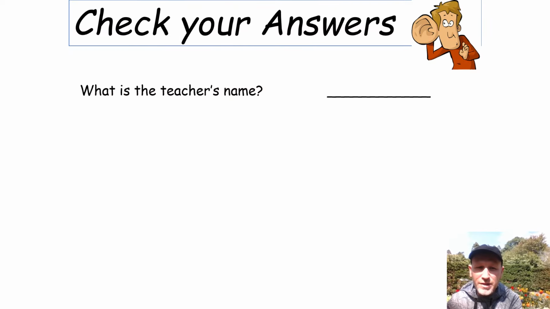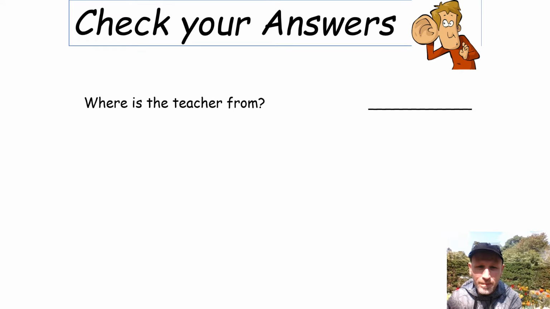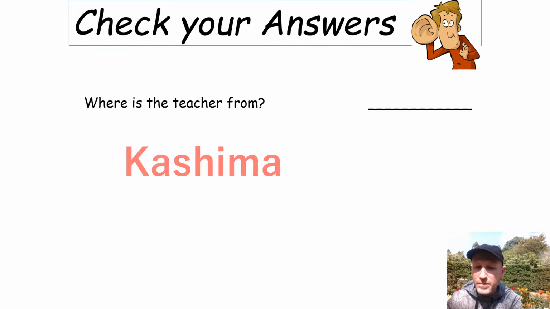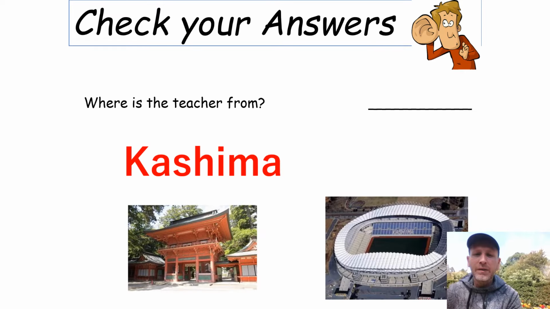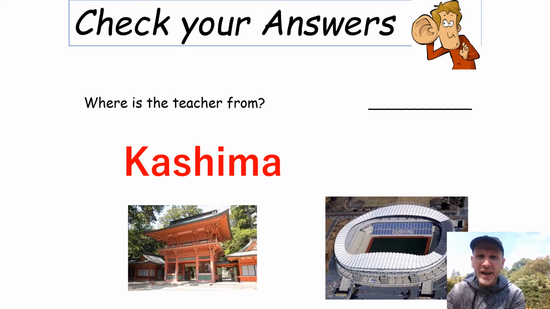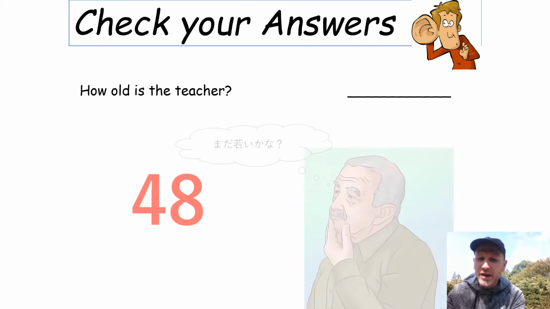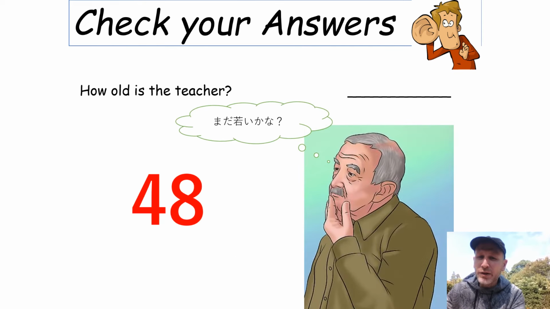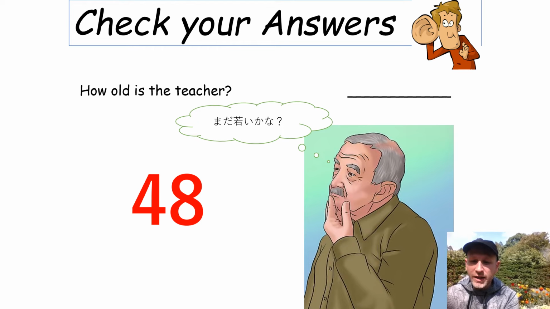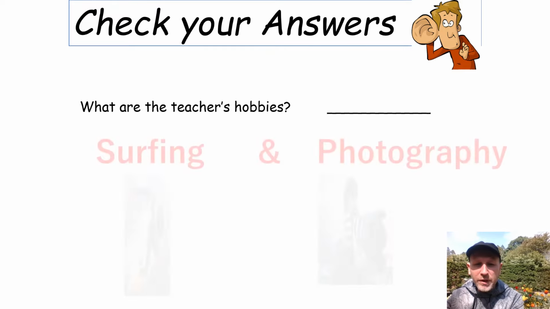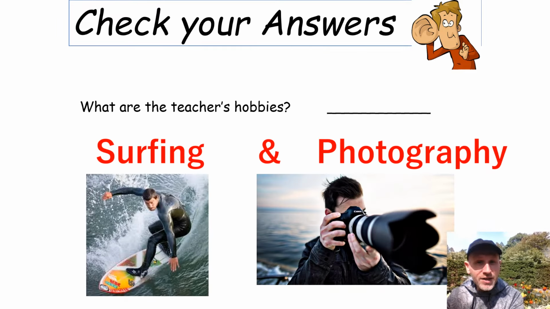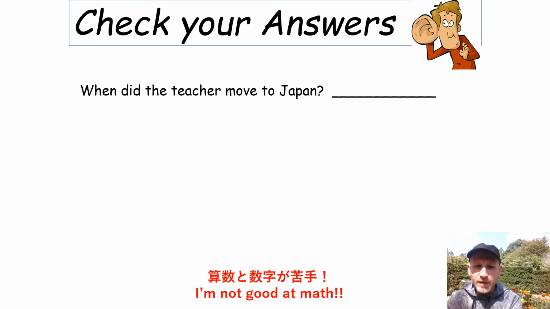But here they go. Hello everyone, my name is Sean. So that's Sean. And here are his answers. What's his name? Sean. Where is the teacher from? He's from Kashima, but actually he's originally from Canada. How old is the teacher? In the video he said he was 48, but actually I think he's now 49. What are his hobbies? He likes surfing and photography.